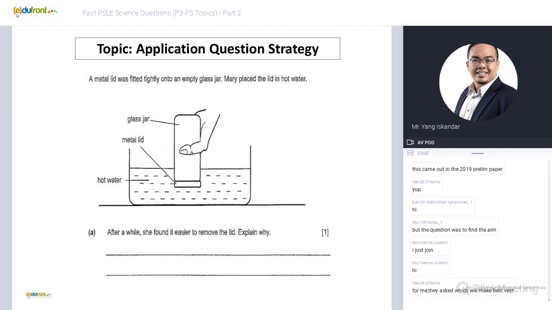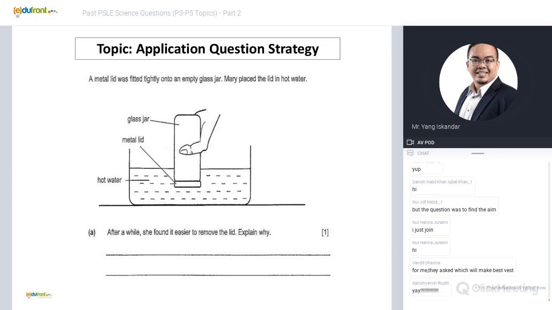Okay, now next one, I want to show you how to answer another type of question, which is not an experiment question. We call this an application question. Application questions have been coming out in the exam more and more in the past years, especially in P6. Up to 30% of the open-ended questions are application, meaning there's no experiment, no graph, no table, but they give you a day-to-day situation and ask you to explain using a scientific concept why this thing happened, right?